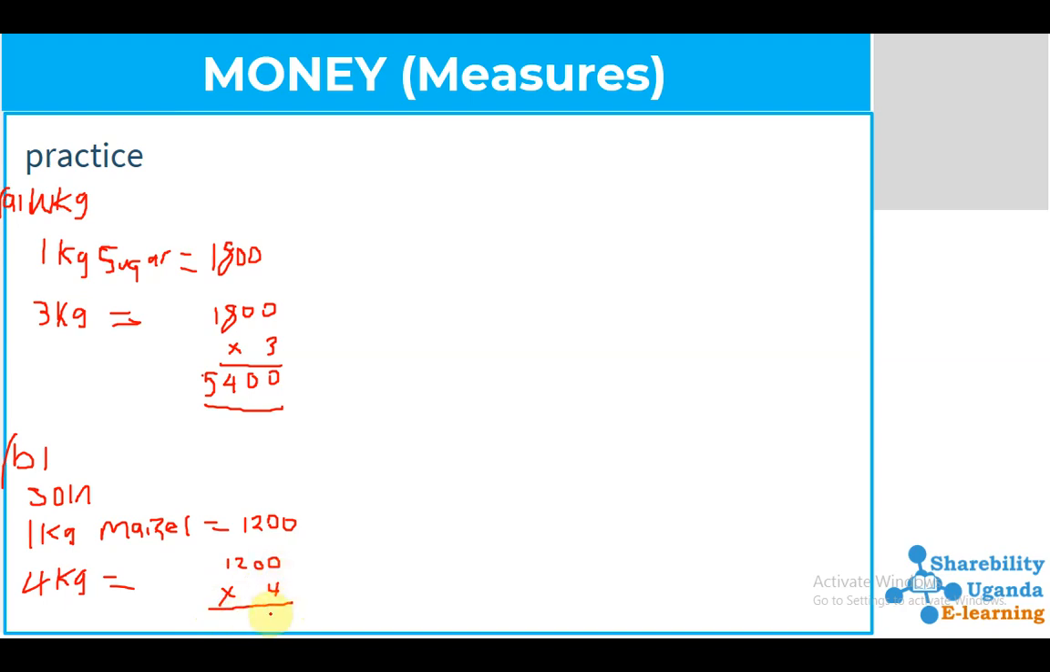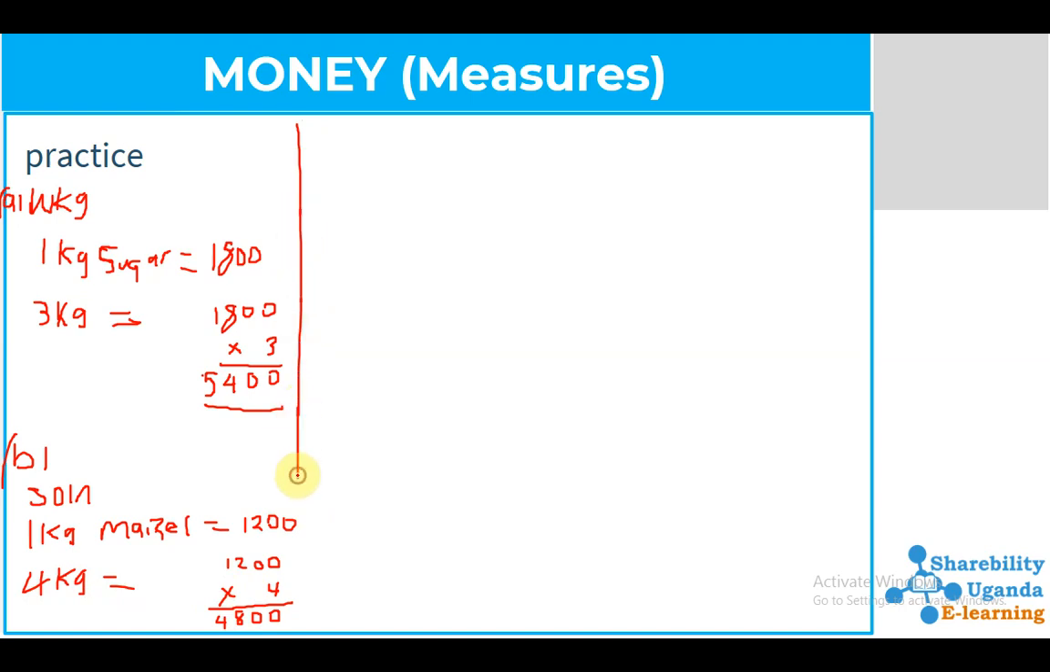So here we shall have a 0 and a 0. 4 times 0 is 0. 4 times 0 is 0. Then 4 times 2, our answer is 8. Then 4 times 1 is the same as 4. That means we get our 4 kilograms as 4,800.